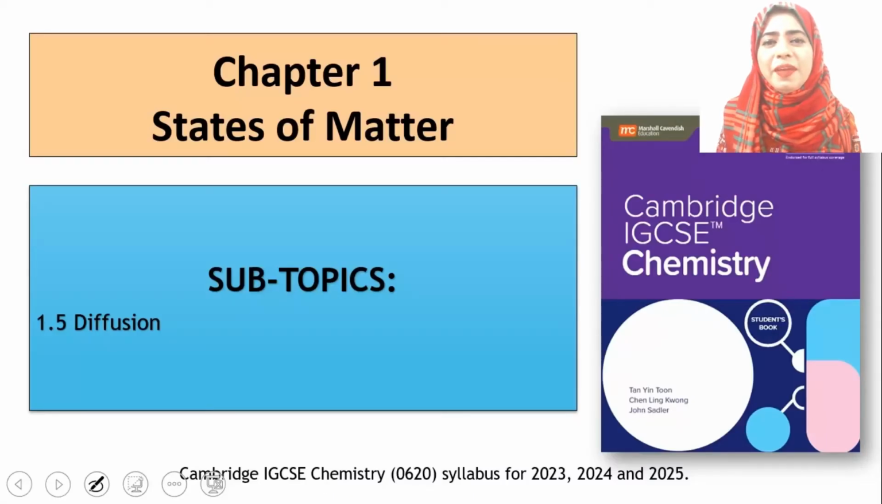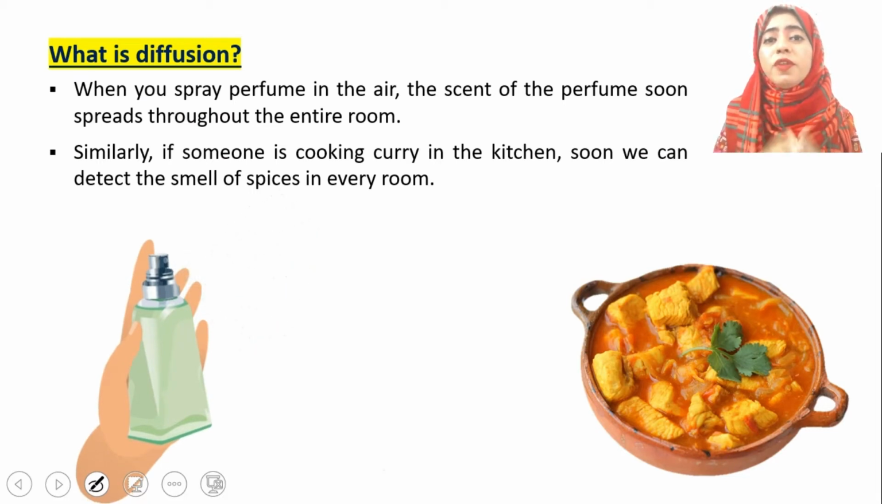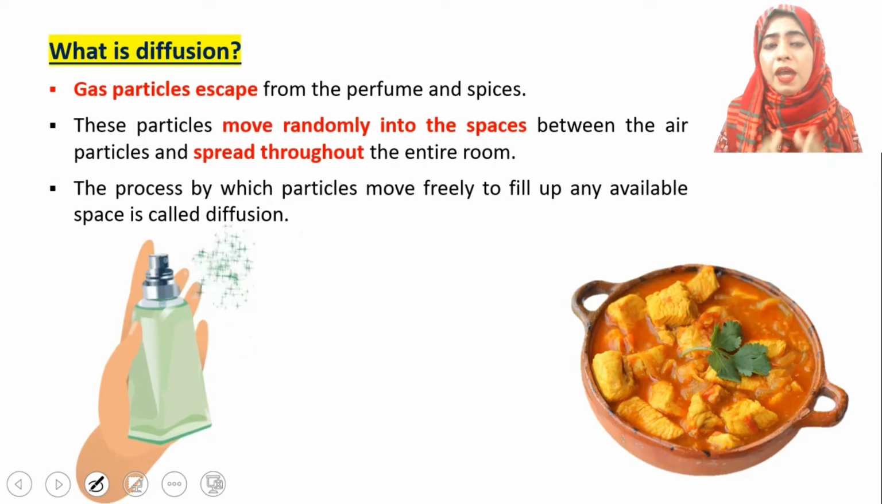Hey guys, so we are starting Cambridge IGCSE Chemistry, Chapter 1 States of Matter, and the topic we are going to cover here is diffusion. Have you ever observed that if you spray perfume in the air, the scent soon spreads throughout the room? Similarly, if someone is cooking curry in the kitchen, soon we can detect the smell of the spices in every room. Why is this happening?